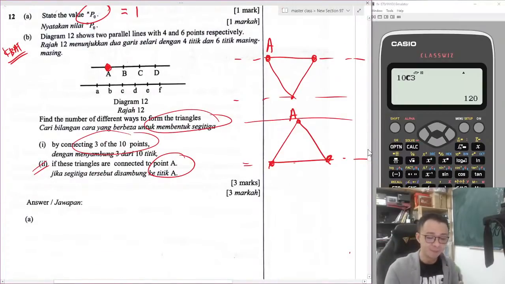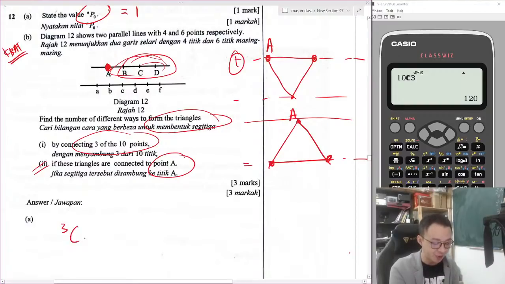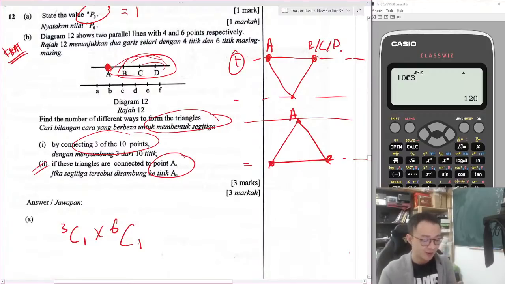So for the first option here, I need one more point to pair with me. Here I have three more points on the top, right? So 3 points, I will choose 1. Because I have 1 A, right? I need one more point, either B or C or D. So 3 points, I will choose 1. Then at the bottom, I have 6 points, I choose randomly 1. Because at the bottom I need 1 point only.